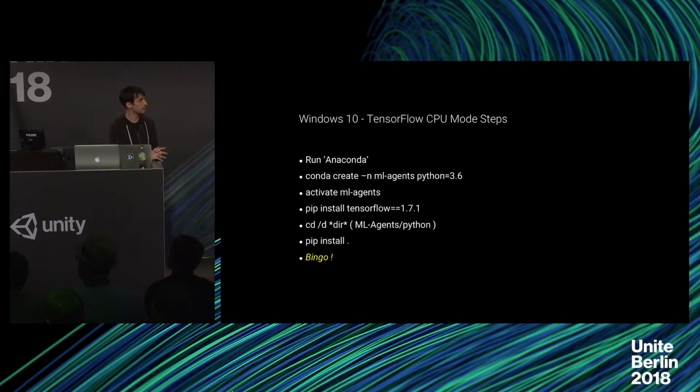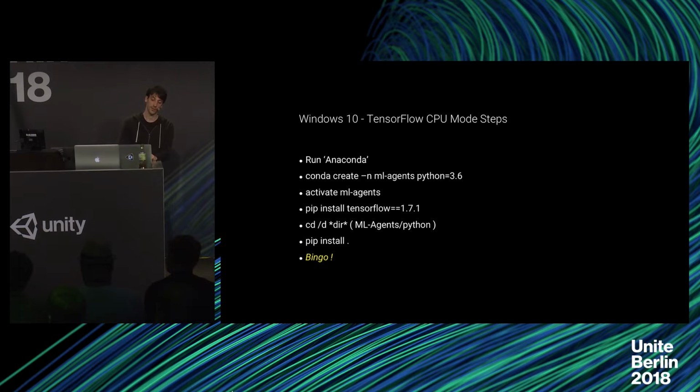To get started, you need to run Anaconda. Run this command: conda create -n ml-agents with Python 3.6. This will create an environment in which you will be able to use TensorFlow, in which you will be able to use Python to train your agents. Then you must activate this environment. You need to go into it. So you call activate ml-agents. ml-agents here is the name of the environment you created with Anaconda. You see on the line above, you created -n ml-agents. This is the name of your environment.